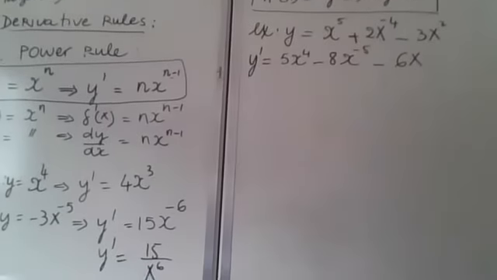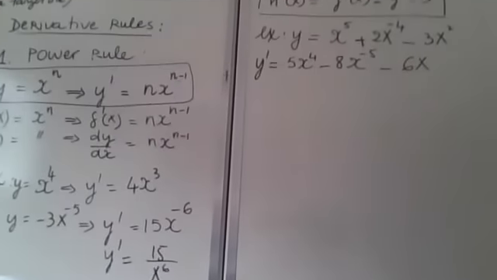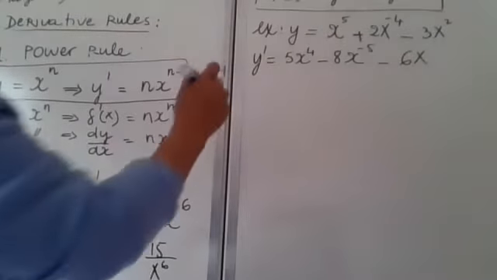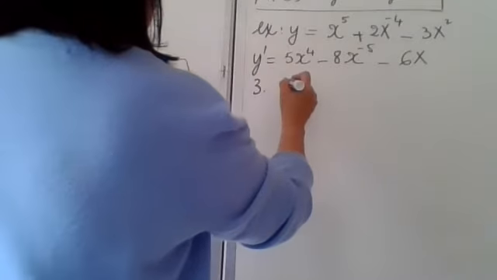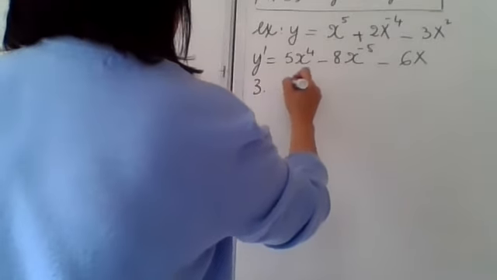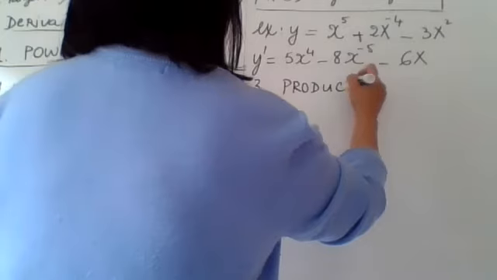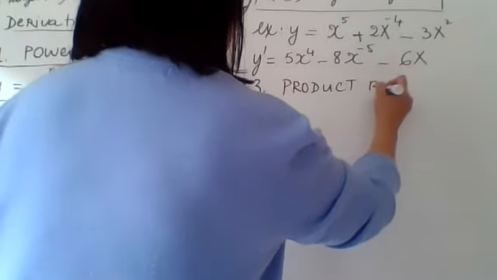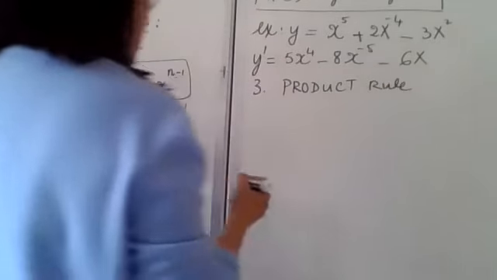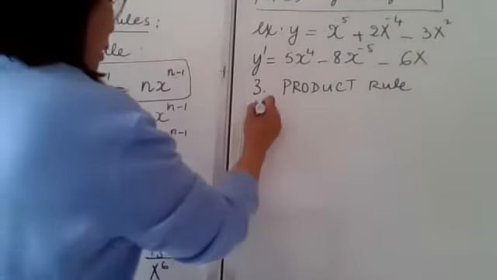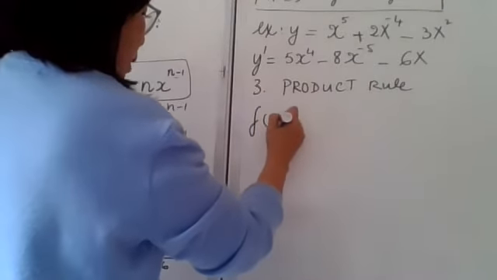Now let's go into the next rule. We call it the product rule. And what is the product rule? Let's see how the product rule works. Let's say you have an f of x function.